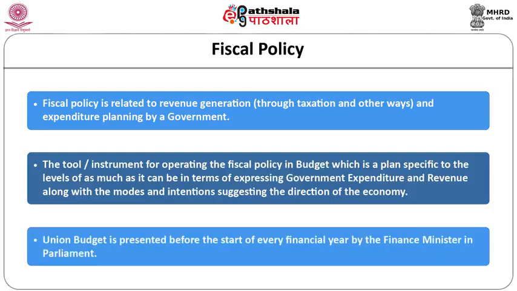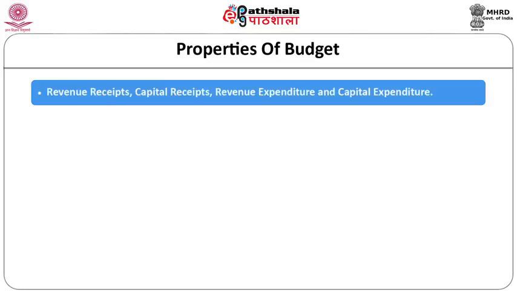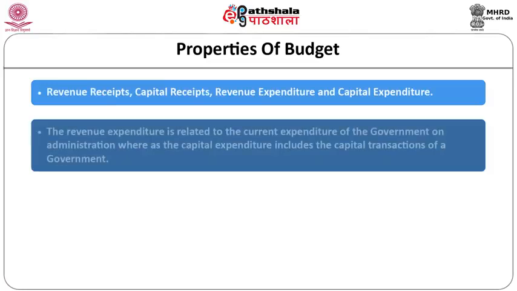The union budget is presented before the start of every financial year by the finance minister in parliament. Properties of budget: the revenue expenditure is related to current expenditure of the government in administration, whereas the capital expenditure includes the capital transactions of government.